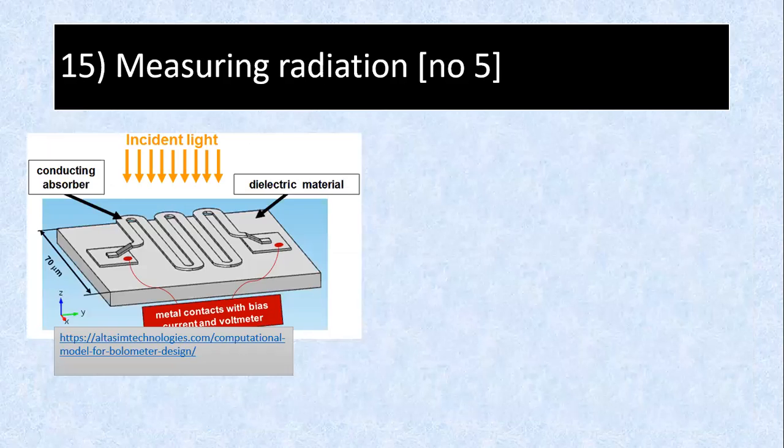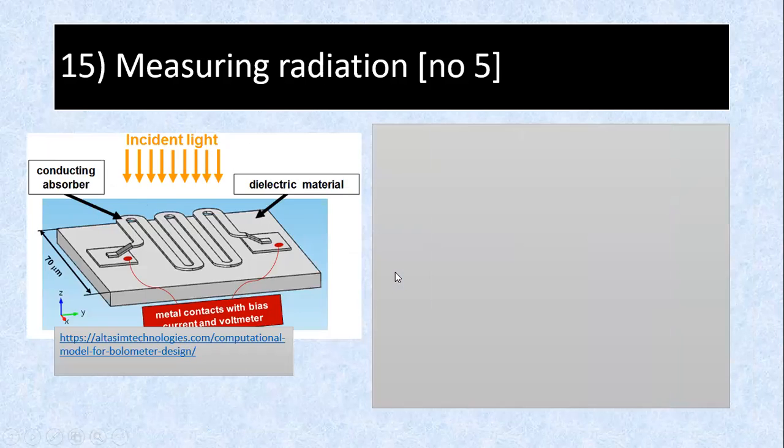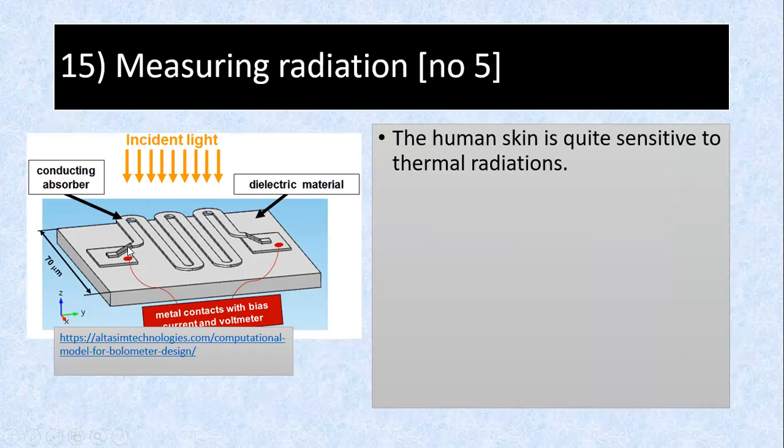Okay, measuring radiation, number 5. You have your conducting absorber. There's your incident light. You want to measure the radiation. And then this one is your dielectric material. And then this one is taking the current out. You can bias it to measure the current and the voltage.